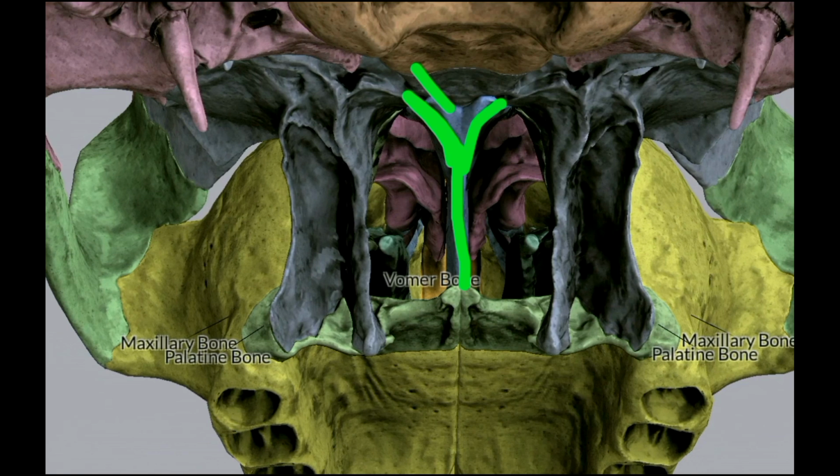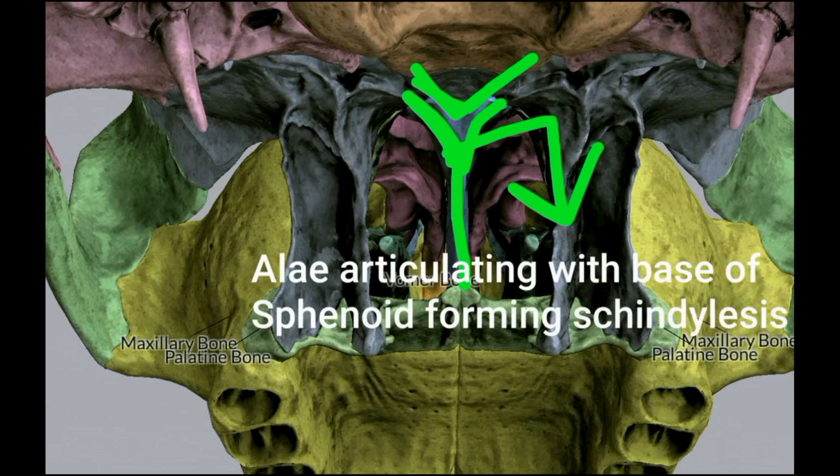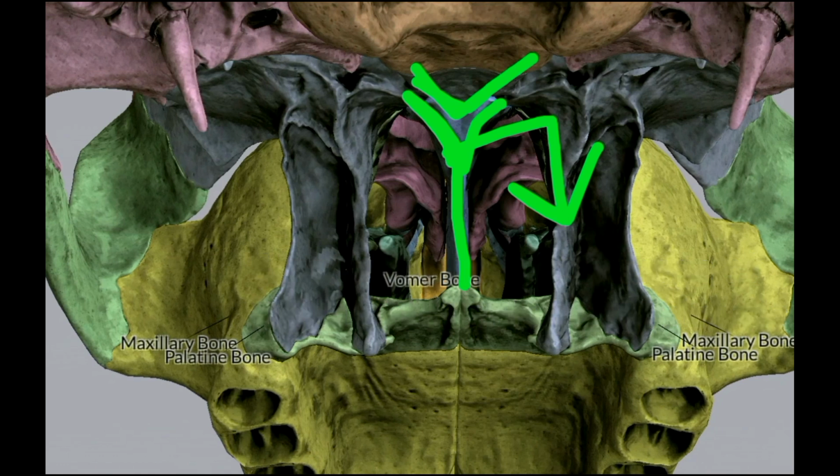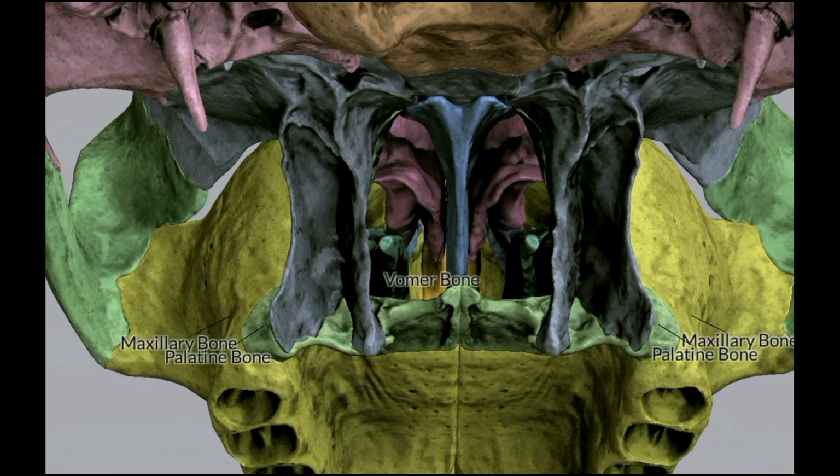As it goes above, it splits into two alae, articulating with the basisphenoid, and this suture is called Schindylesis or wedge and groove suture. The diverging alae of the vomer will articulate with the base of the body of the sphenoid, or basisphenoid, forming Schindylesis. Then there is the basi-occiput. Basisphenoid and basi-occiput are equivalent to the clivus, what you have seen in the interior of the posterior cranial fossa.